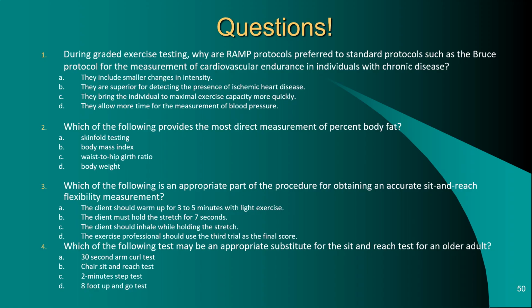Which of the following provides the most direct measurement of percent body fat? Skin fold testing, body mass index, waist to hip girth ratio, or body weight? So the only one there that actually gives you body fat would be skin fold testing. So body mass index does not, waist to hip ratio does not. Both BMI and waist to hip let you know about health status, but they don't tell you body fat percentage. And certainly body weight is just your weight, it does not say anything about body fatness.